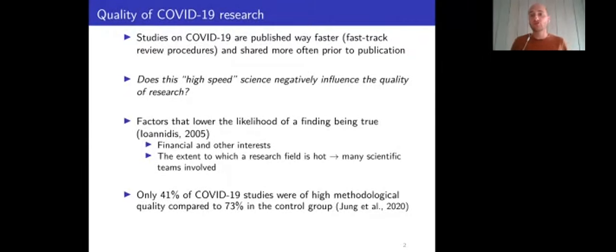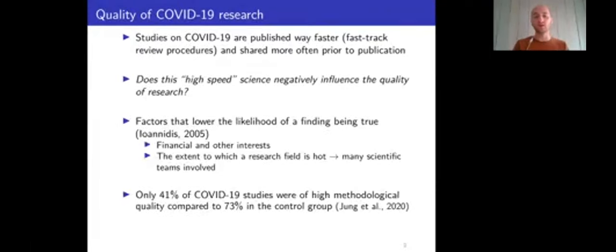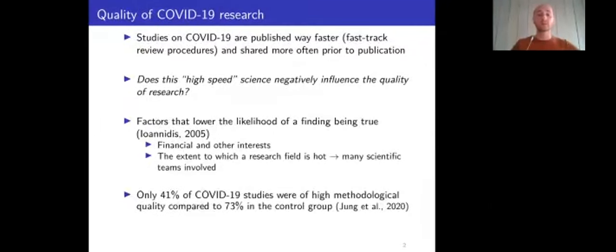Some studies have already been conducted to examine the methodological quality of COVID-19 research. The methodological quality could only be evaluated as high in 41% of the COVID-19 studies, determined by applying standard quality checklists. If you compare this 41% to the control group, 73% of the studies in the control group were of high methodological quality. So this already indicates, together with some other research that I do not have time to discuss right now, that the quality of studies seems to be lower in COVID-19 research compared to non-COVID-19 research.